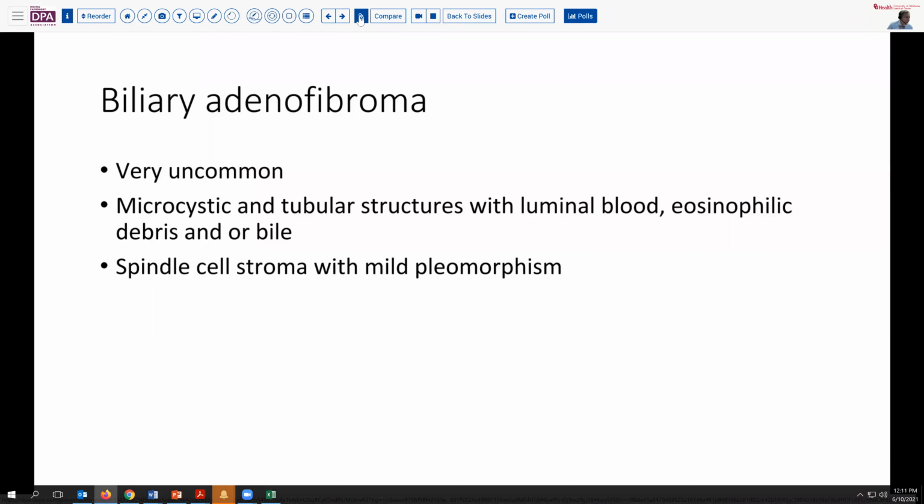Biliary adenofibromas, as I mentioned, are very uncommon. These tend to have tubular structures, microcystic, with eosinophilic debris and bile in them, and some associated spindle cell stroma that may be sort of pleomorphic, sort of phyllodes tumor-like type of stroma. So that's what you're thinking of in terms of biliary adenofibroma. If you see one, I'd love to see it. Be sure to share.